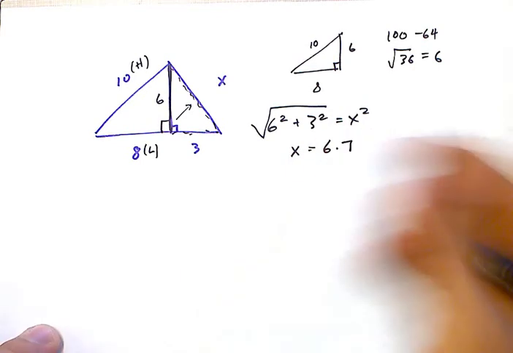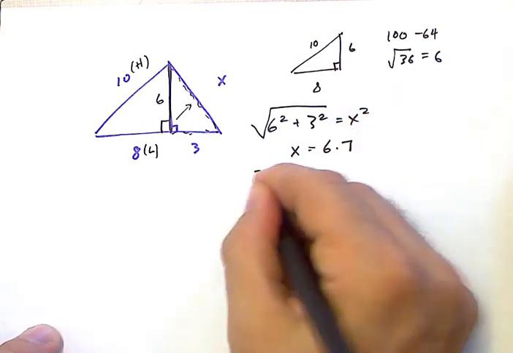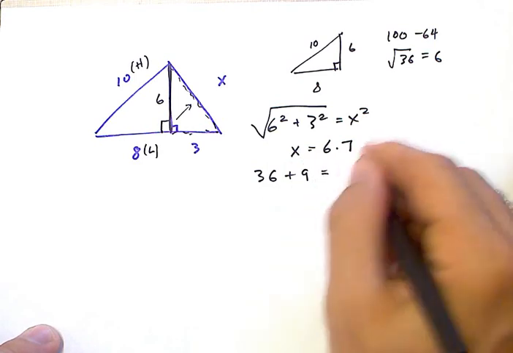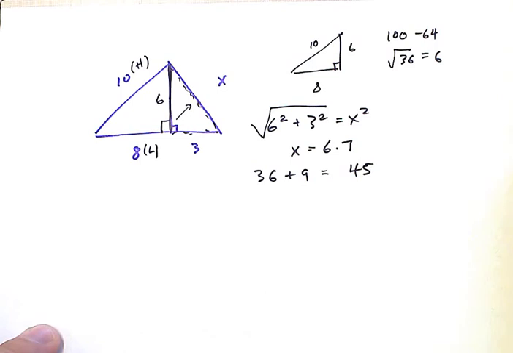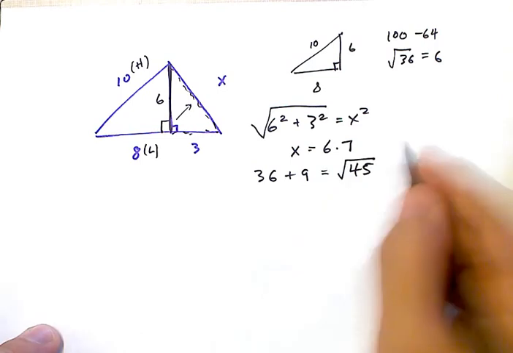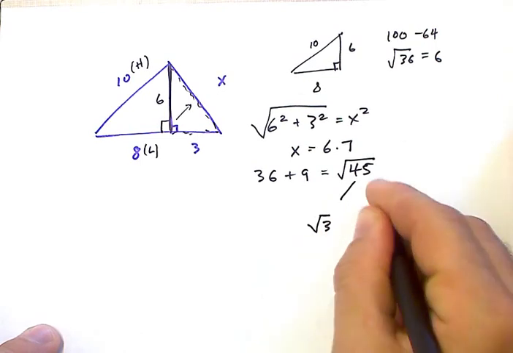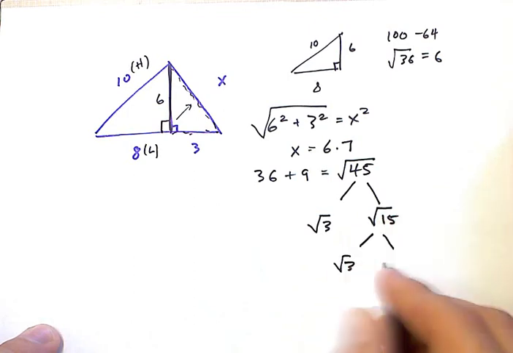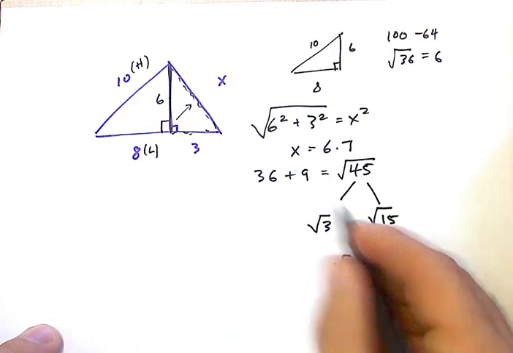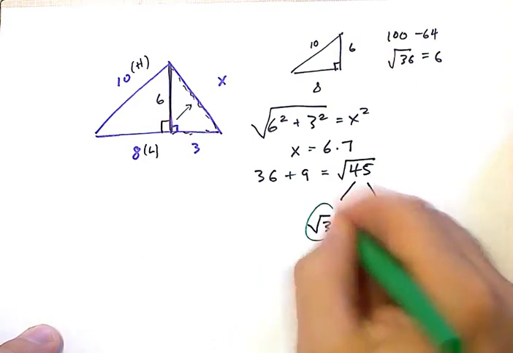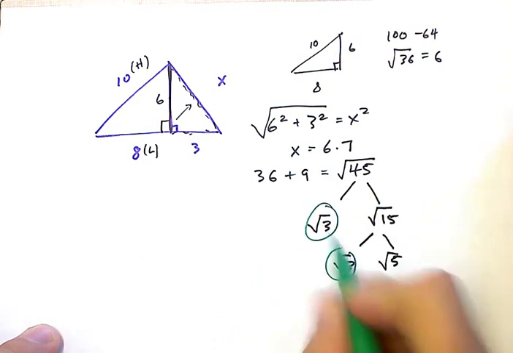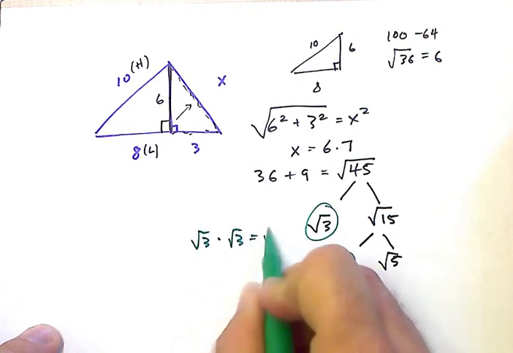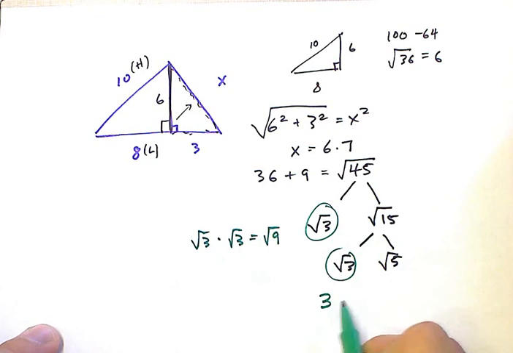But let's say it was 36 plus 9, which gives me a 45. And I had to simplify this as a radical. Okay, that's a 3 and a 15. That's a 3 and a 5. The 3 radicals repeat. So remember, if they repeat, that's basically square root of 3 times square root of 3, which is square root of 9, which is 3, so the answer is 3 square root of 5.